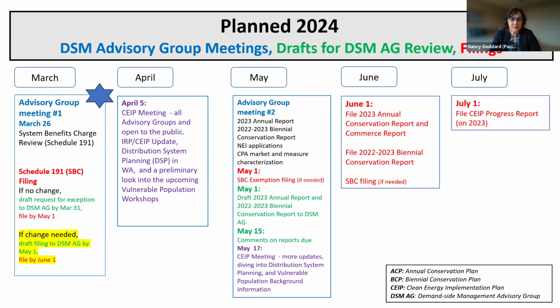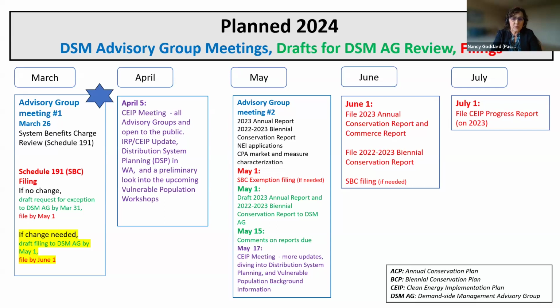Those are in purple font. And the slides also show the drafts that we'll be sending out to the advisory group for review. Those are in the green font. And we do that so that we can request input before we file those items. Most of the items are filed, and the filings are in the red font.